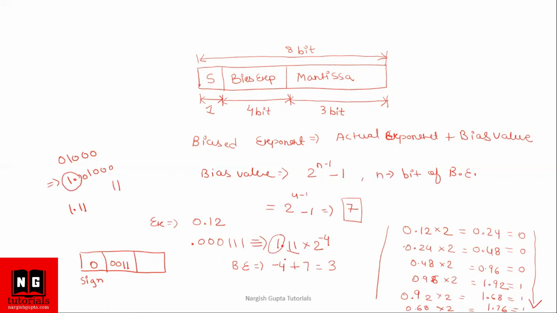And here as we are getting 3, in binary we write 3 as 0011, so we will write it. So this is the sign, this is the biased exponent, and this is the mantissa. So this is how we represent numbers in floating point representation.